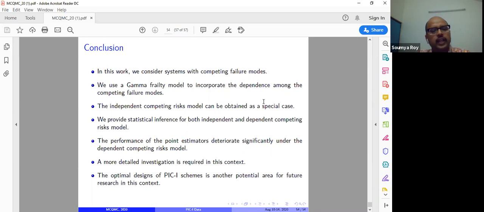And of course, we can do further studies on optimal design of the PIC1 schemes. That means how can we actually set up the inspection points and how many units should be removed at each of the inspection points, that also can be looked into. So this can be a potential further research.